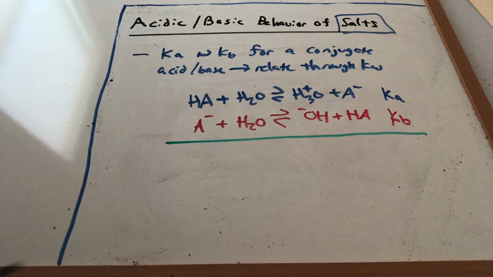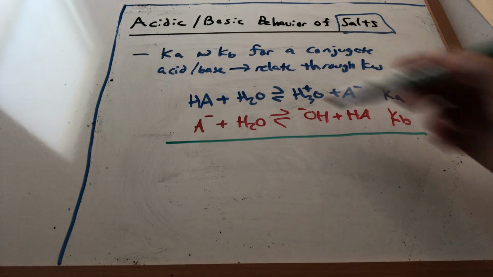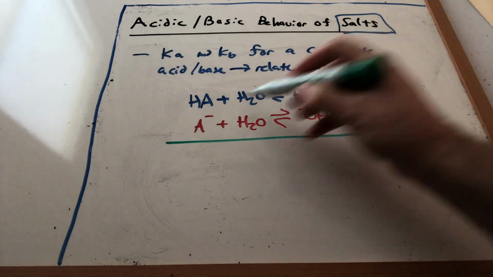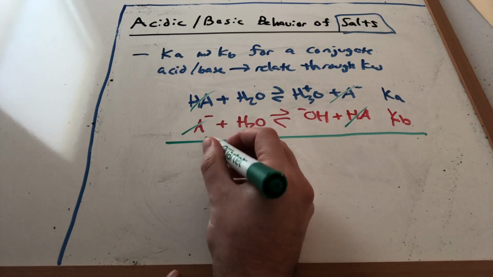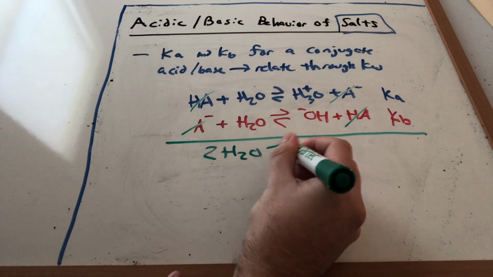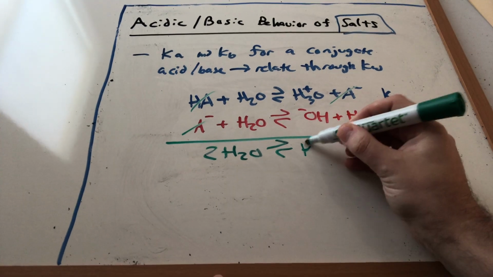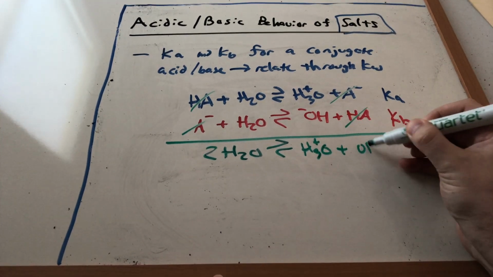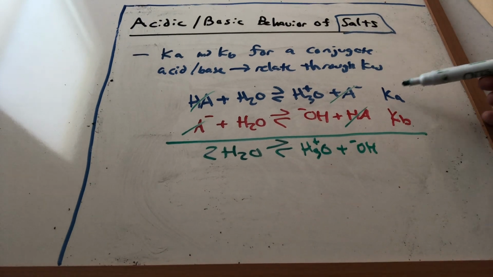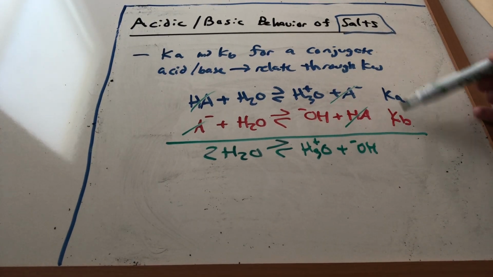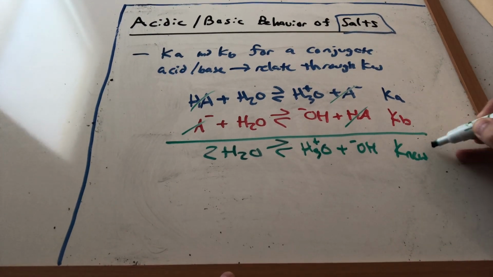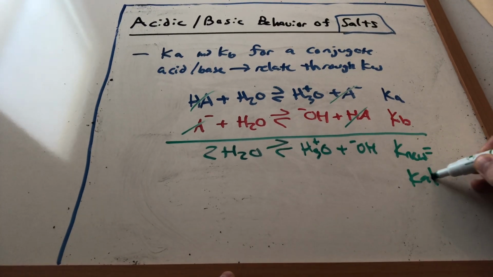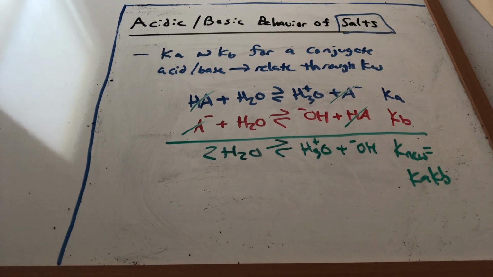And remember our rules for manipulations of K when we do this. If we add these guys together, notice A minus cancels from here. HA cancels from here. We get 2H2O on this side is in equilibrium with H3O plus and OH minus. And remember from our chapter, when we add reactions, what do we do with the individual Ks? The K here that we would get in the end, our new K, would equal Ka times Kb. So remember, when we add reactions together, we end up multiplying the individual Ks.